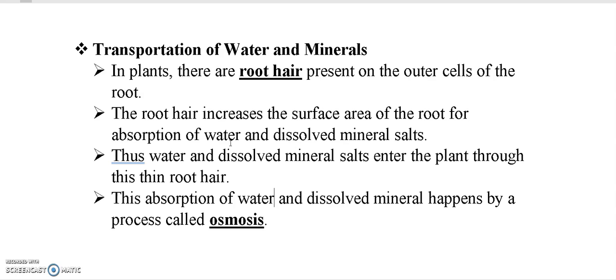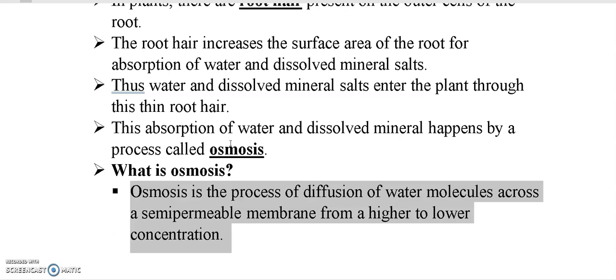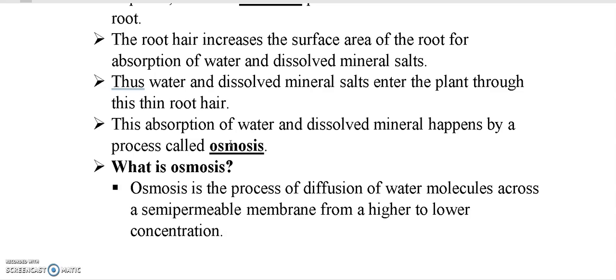Now let's understand this word osmosis. What is osmosis basically? Osmosis is the process of diffusion of water molecules. Now we are studying science, so we are not supposed to use this simple language. We have to use scientific terminology, right? So, osmosis is the process of diffusion of water molecules across a semi-permeable membrane from a higher to lower concentration.